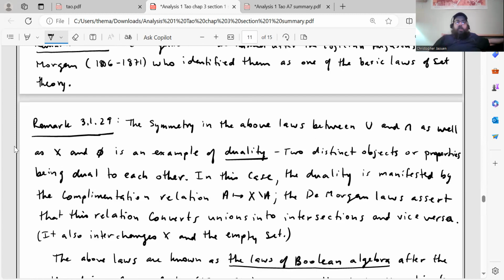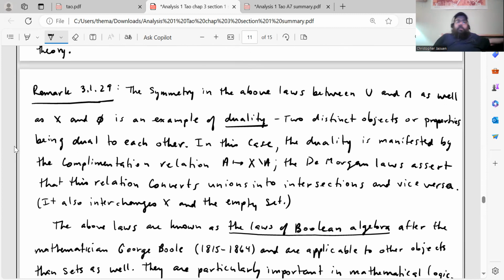All right, another remark here. The symmetry in the above laws between union and intersection, as well as X and the empty set, is an example of what's called duality, two distinct objects or properties being dual to each other. In this case, the duality is manifested by the complementation relation. So in other words, A is taken to X minus A. The De Morgan laws assert that this relation converts unions into intersections and vice versa. It also interchanges X with the empty set.